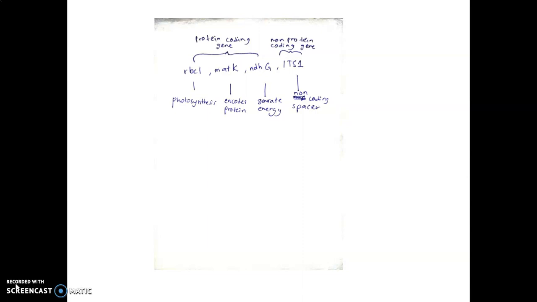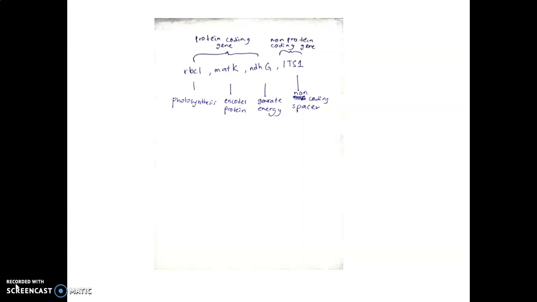So next are the genes that play important roles in the function of chloroplast, and the function of each gene. The genes are RBCL, MATK, NDHG, and ITS1. Each of the genes functions differently. So RBCL is for photosynthesis, MATK is to encode protein, and NDHG is to generate energy, while ITS1 is a non-coding spacer.